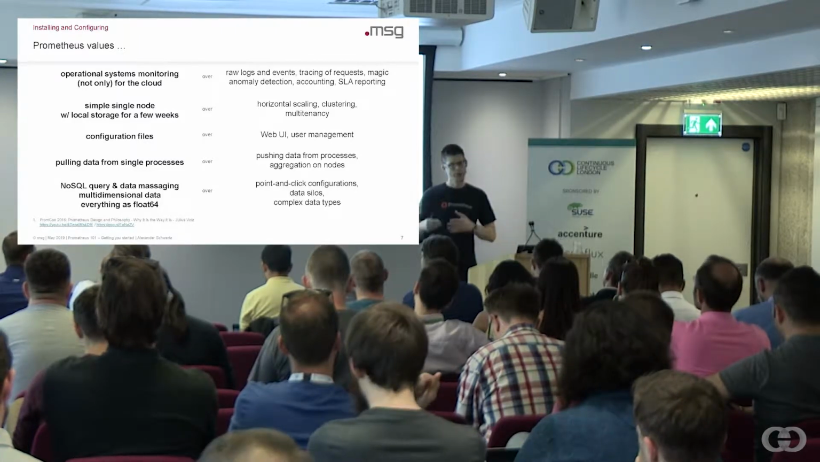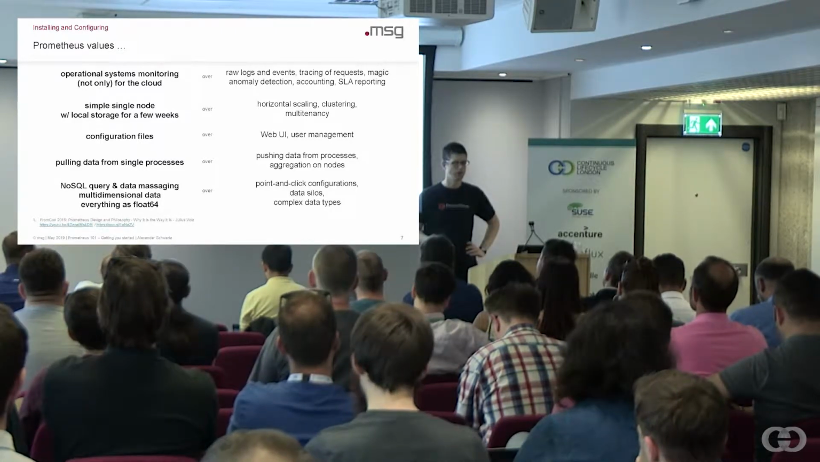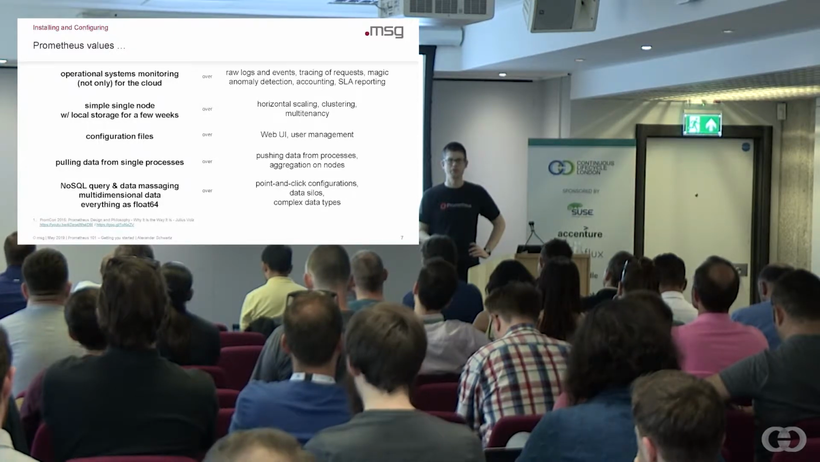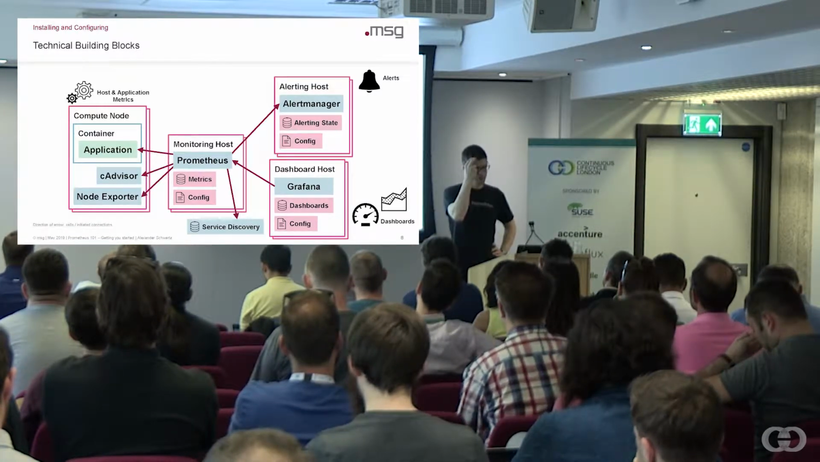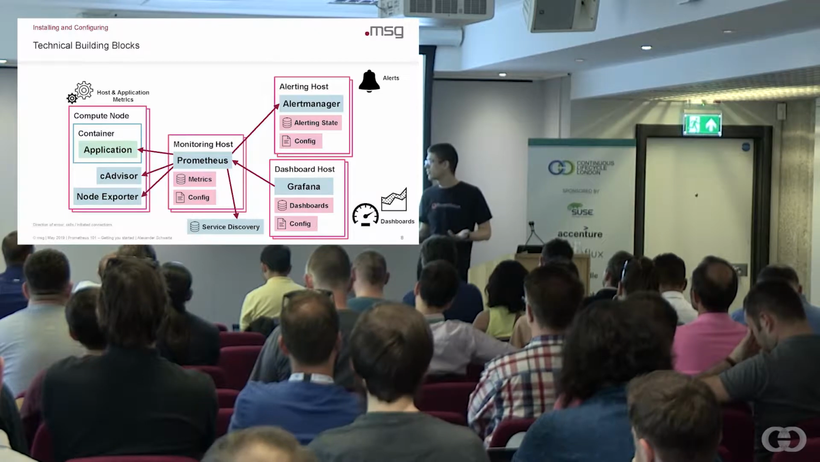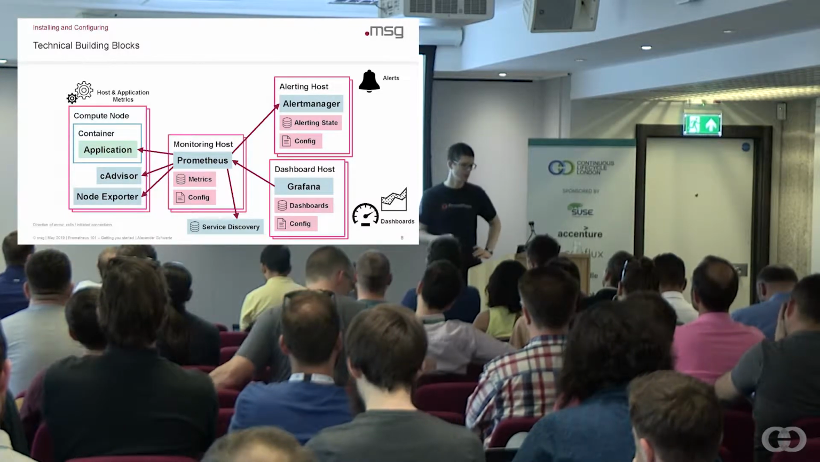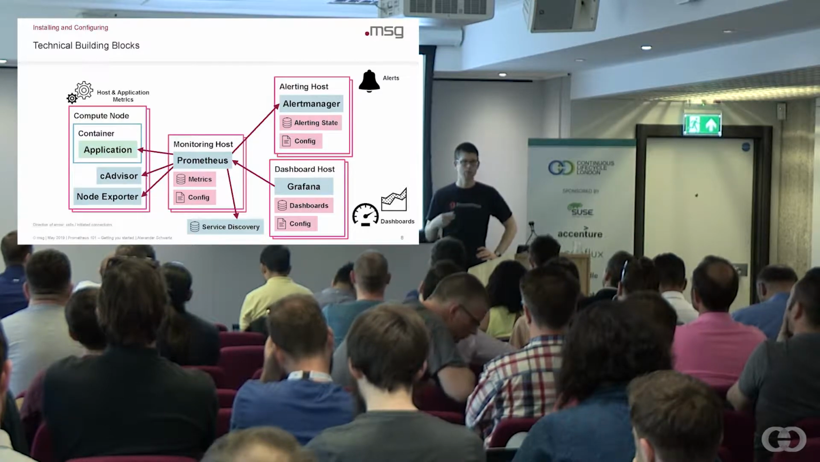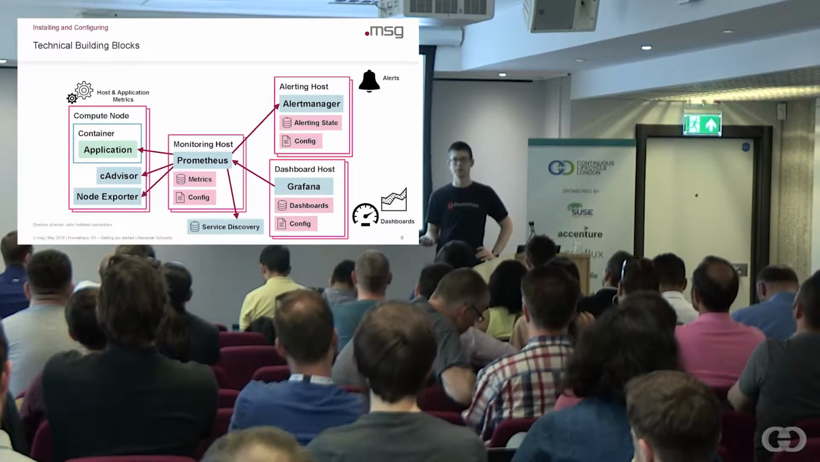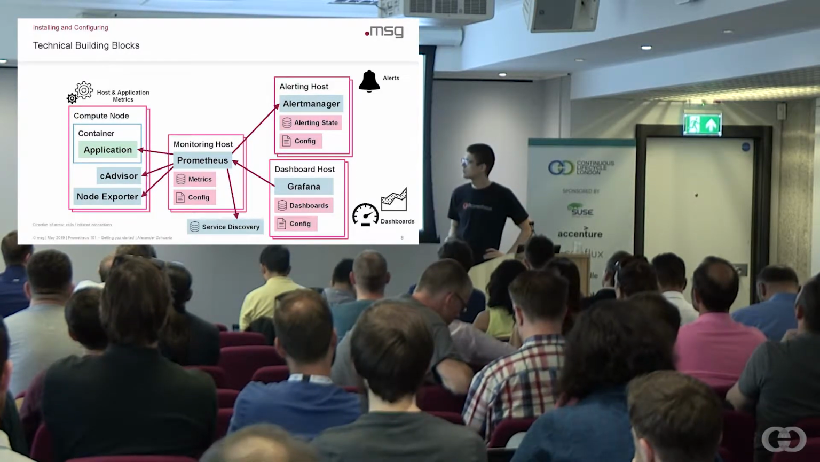Technical building blocks. So we had this in the middle, this Prometheus logo. How are we actually setting up Prometheus in the very beginning? Well, we need a host, an environment where we run Prometheus. We can run it on bare metal if we want to. We can put it in containers. And it needs to have some local storage for its database and some configuration files.